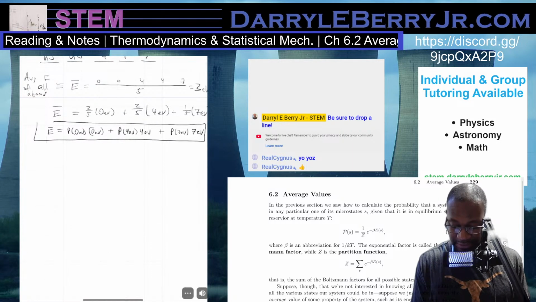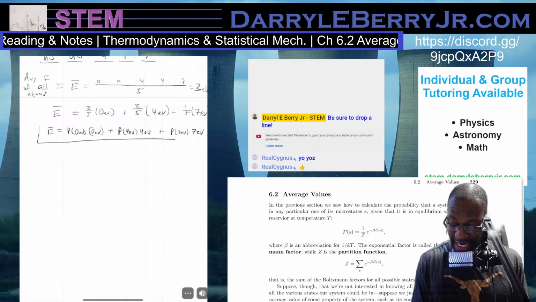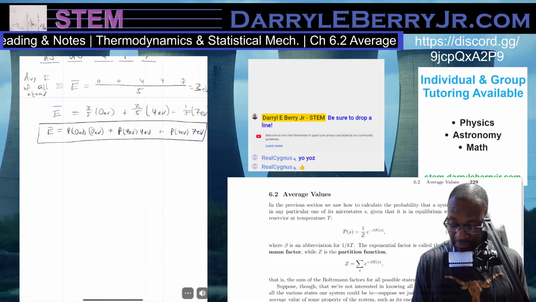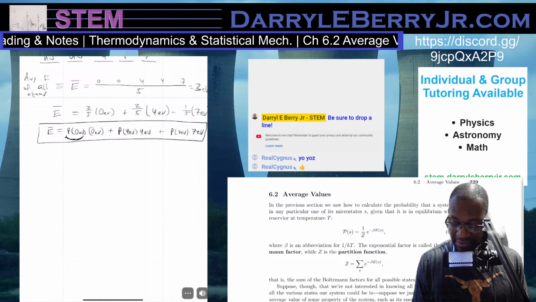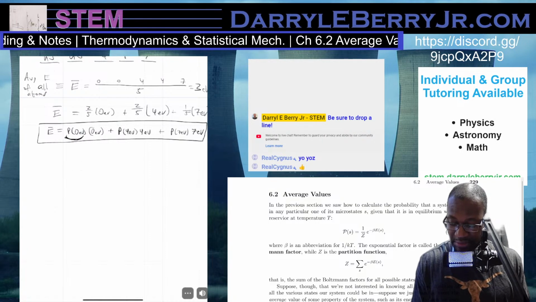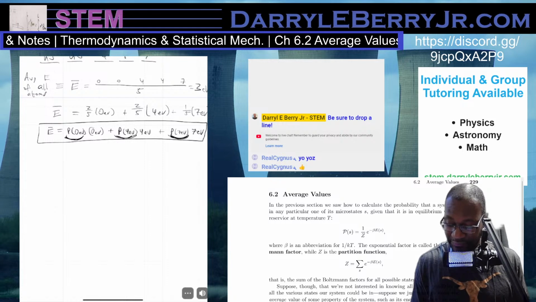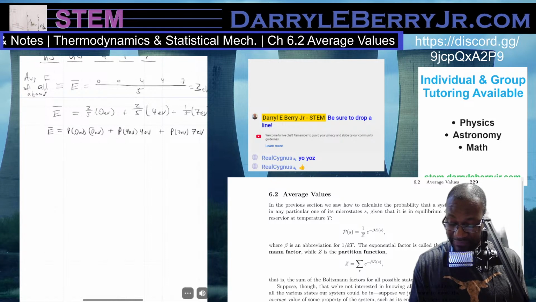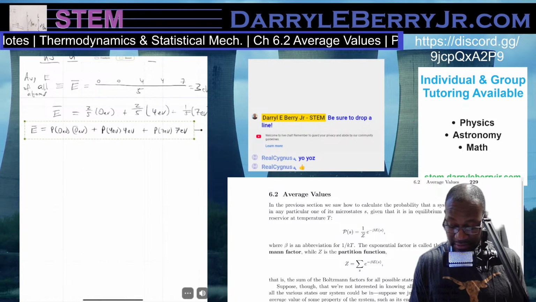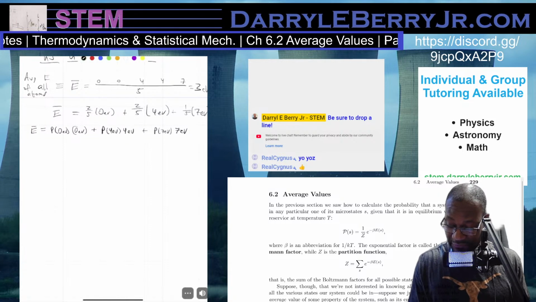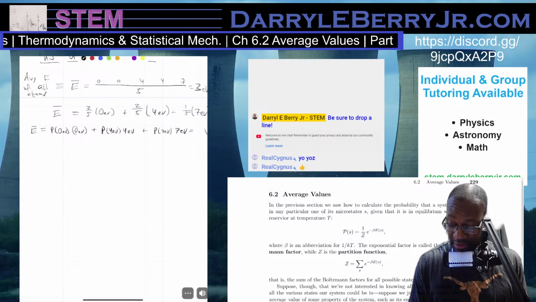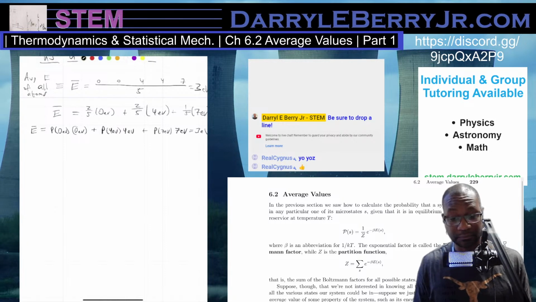So I rewrote it like this. This is the average energy of the system. We have the probability of a particle having 0 energy times 0 energy, the probability of a particle having 4 electron volts times 4 electron volts, the probability of a particle having 7 electron volts times 7 electron volts, and that gives us the same average energy of 3 electron volts. So this is where we're at so far, and I'll keep on going from here.